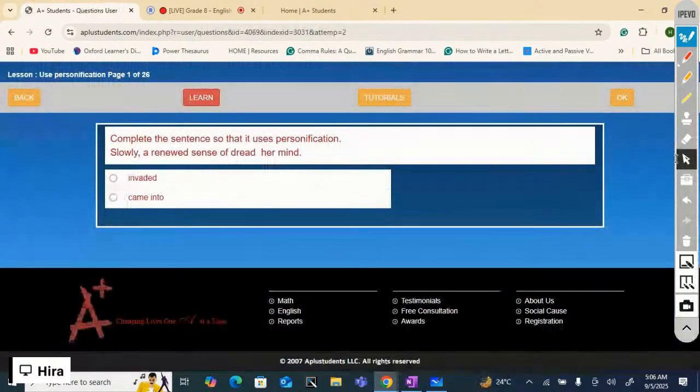Complete the sentence so that it uses personification. Slowly, a renewed sense of dread invaded her mind, or came into her mind. Well, invaded or came into. You have to complete this sentence so that it uses personification.